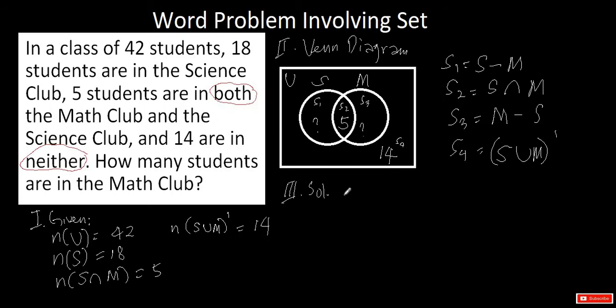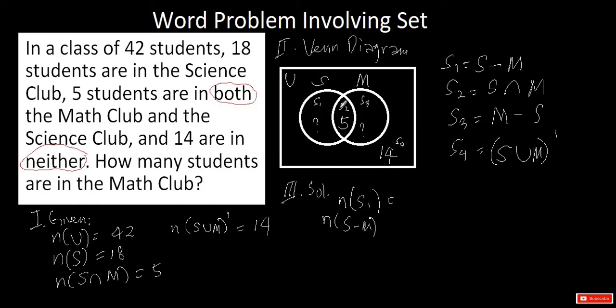So we need to set up or make equations to solve for the cardinality of S sub 1 and S sub 3. So first, we will solve for the cardinality of S sub 1. Note, S sub 1 is just the same as n of S minus M, right? But we will just use S sub 1 here.